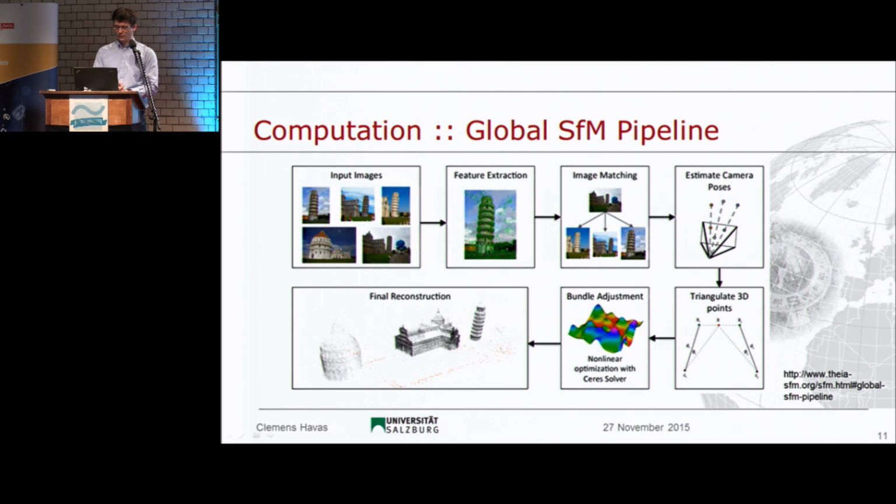Therefore, we use the global structure from motion pipeline, and I would like to shortly describe it to you. We take some images, extract the features out of the images, then match the features of the images, and estimate the camera poses, from which angle the pictures were taken. At the end, we perform the SIFT algorithm and create the point cloud. And finally, we do bundle adjustment to reduce the residual errors. And as you can see, at the end, we get a point cloud.